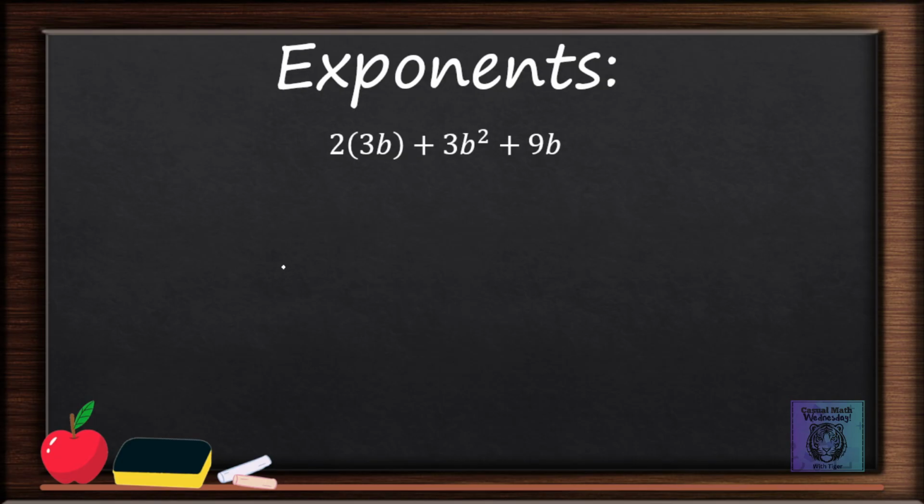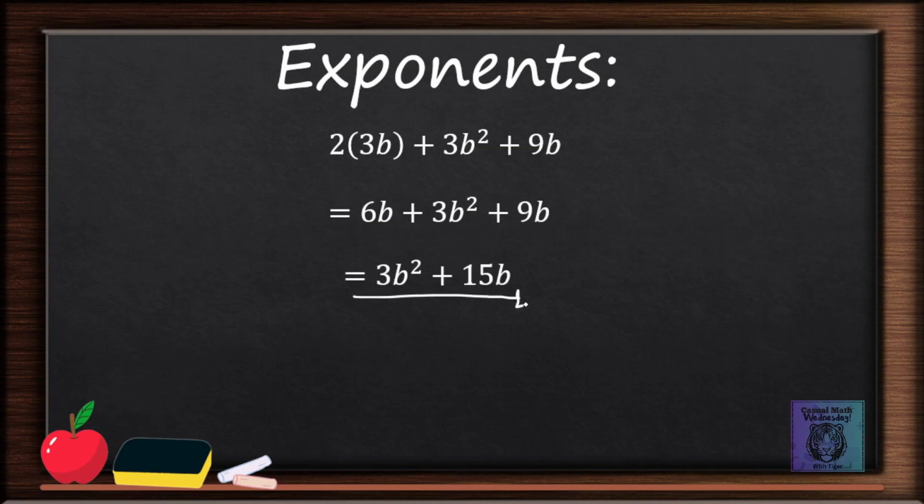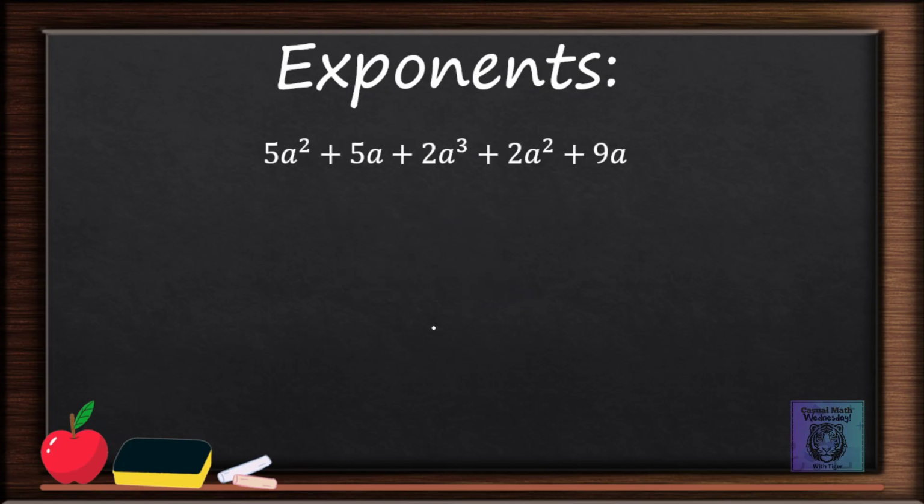This one, they're trying to trick us here with a little bracket. That's not going to stop us. So we multiply that in: 6b plus 3b squared plus 9b. We can see the 6b and the 9b are the same term, so we add those two together to get the 15b.